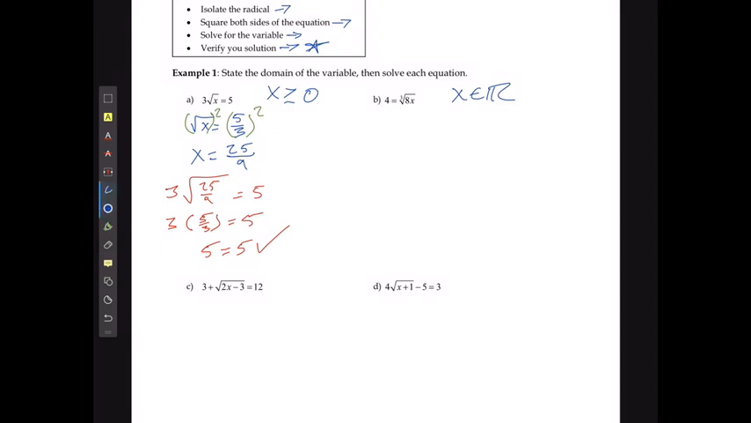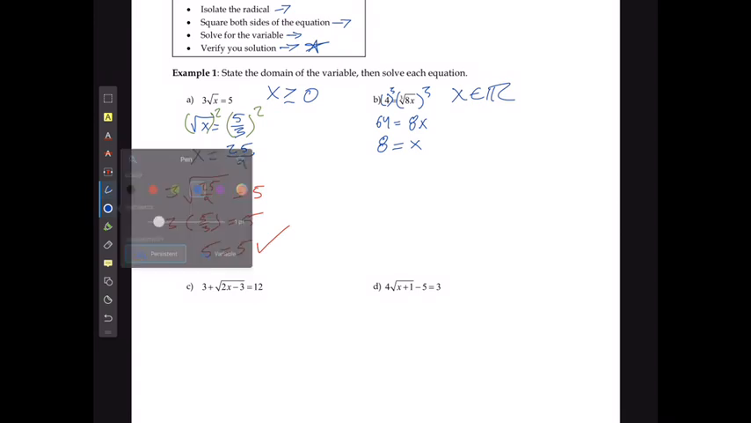So I'm going to do the same thing I did before. I'm going to put brackets around this side and say I'm going to cube it, brackets around this side and say I'm going to cube it, and I'm going to get 64 is equal to 8x. When I divide both sides by 8, then I'm going to get 8 is equal to x.